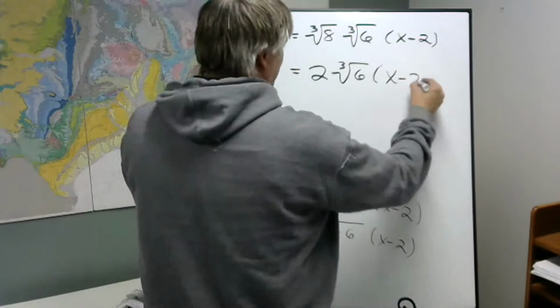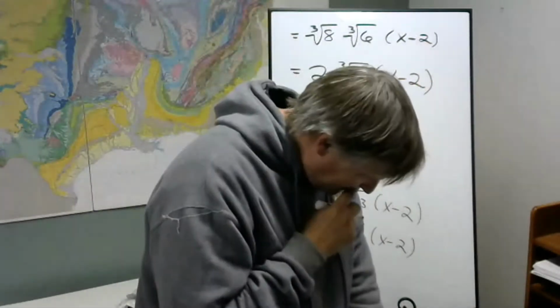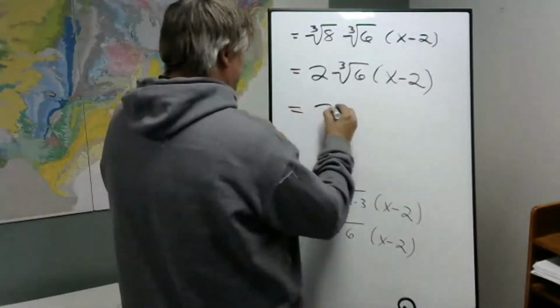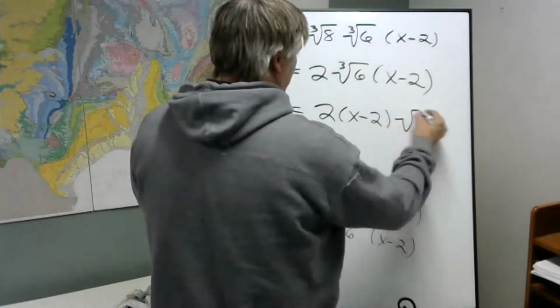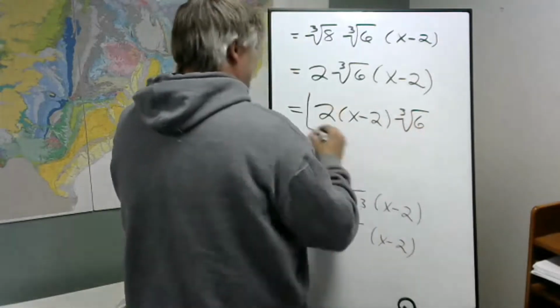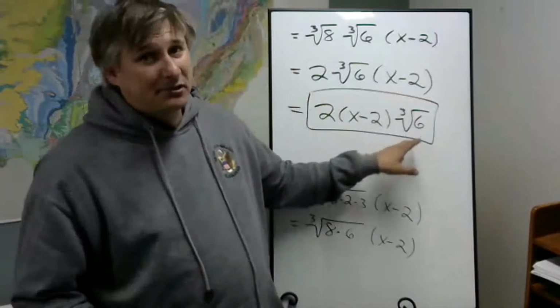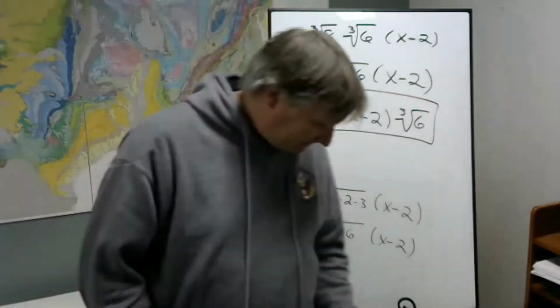Now let's take a look. Let's see how they want this answered. So the answer format they give in the book is 2 times x minus 2, and then the cube root of 6. It's very common to have the root go last. So that's a format just to be aware of.